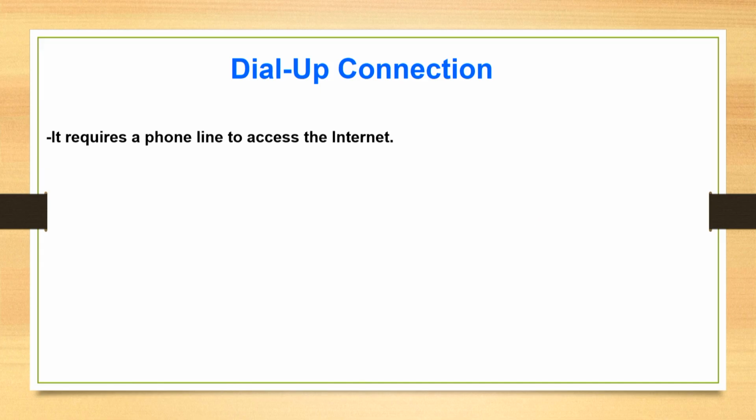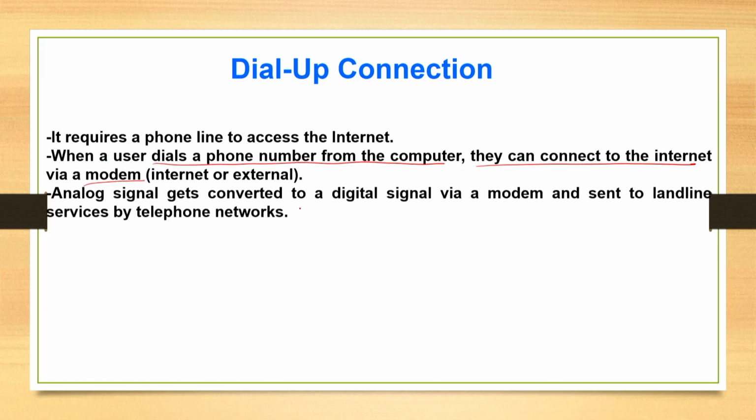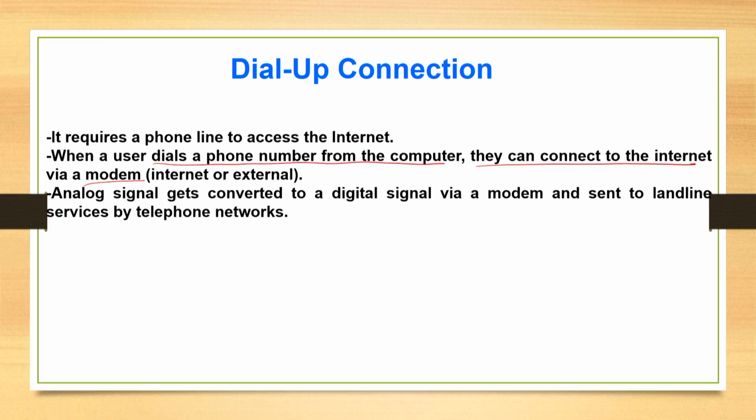It requires a phone line to access the internet. When a user dials a phone number from the computer, then they can connect to the internet, and that connection is made by use of a modem. This modem may be an internal modem or an external modem. What is the role of the modem? In a telephone line you use analog signals, in a computer you use digital signals. So conversion of digital to analog and analog to digital signals is done by the modem.